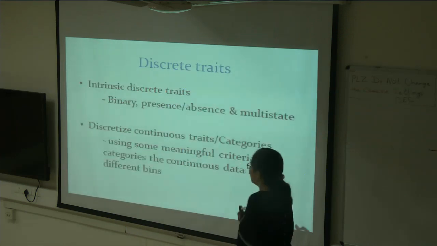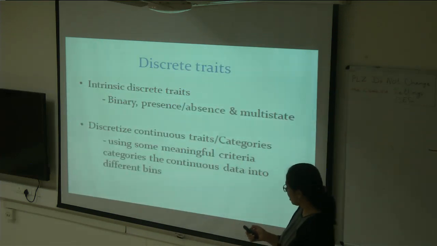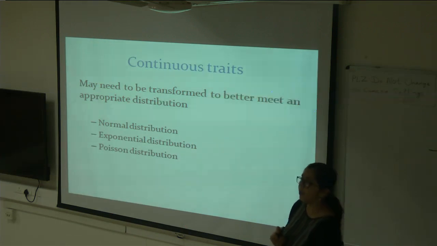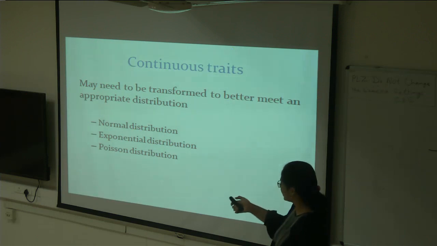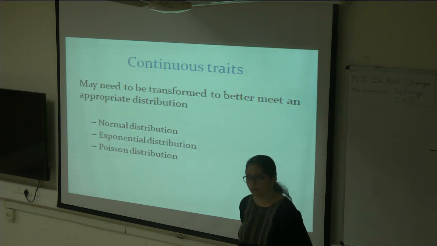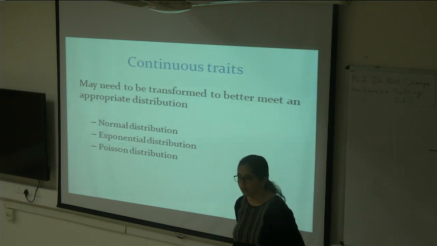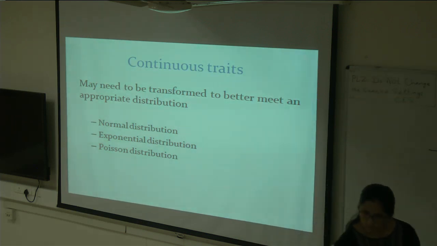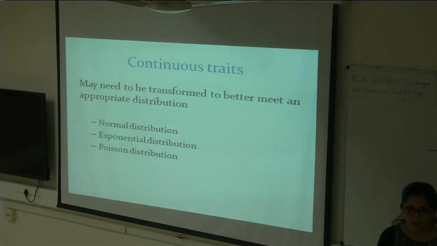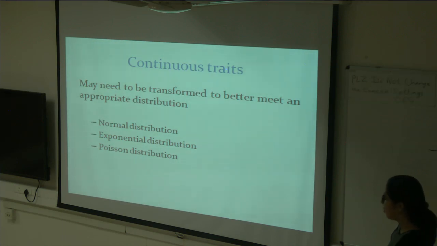So discrete data is simpler to analyze. With continuous trait data, you have to think about the appropriate distribution. Can any one of you explain what a normal distribution is? A normal distribution has a mean with particular standard deviations on both sides. Yes. Then what is exponential? And then what is Poisson?